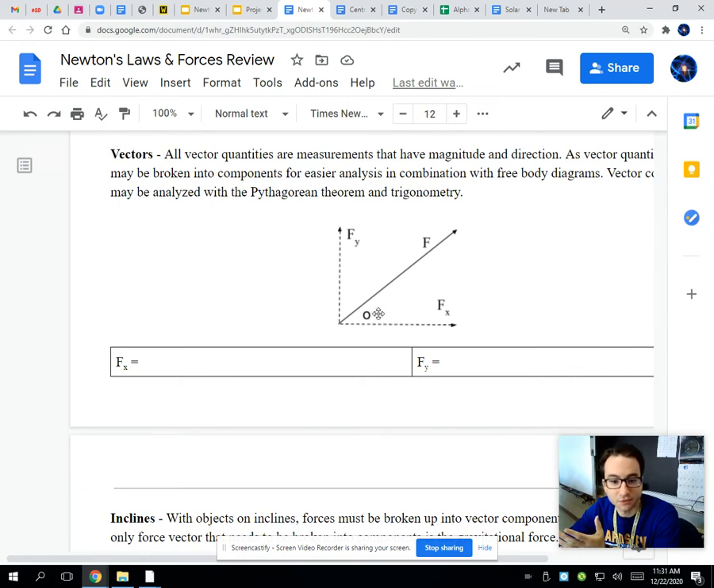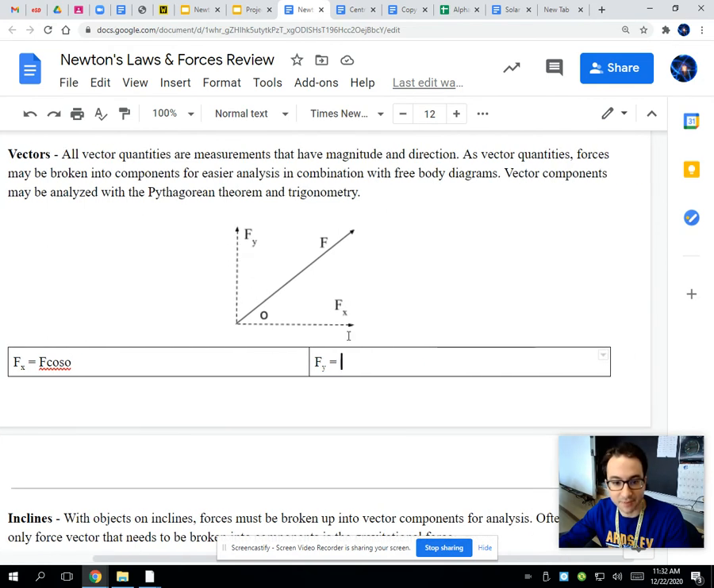Which trig function? Well, the angle here is adjacent to the x. Cosine deals with the adjacent. And so my equation will be F cosine theta for this horizontal component. And then for the vertical component, vertical is opposite this angle, so the sine multiplier will be applied.